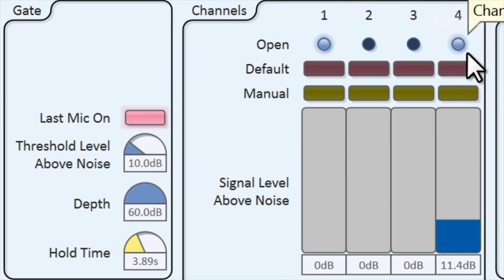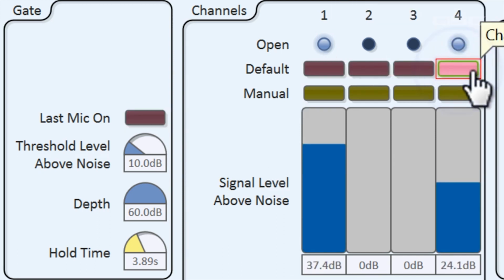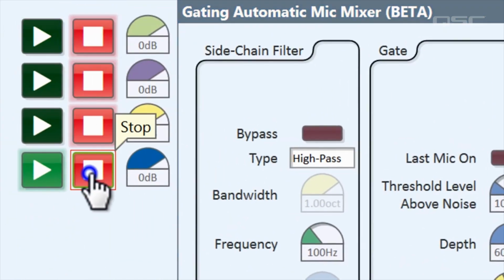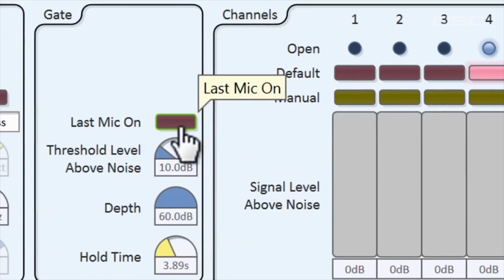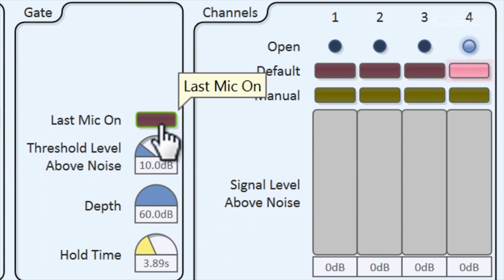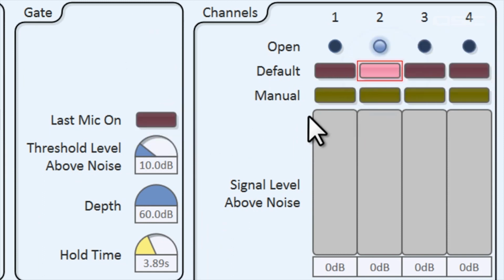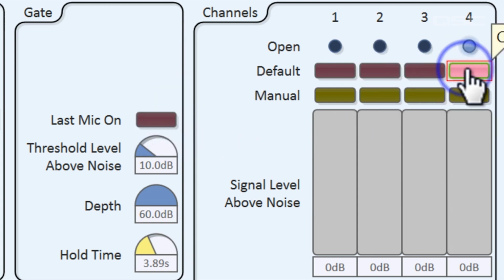You could nominate one channel as the default channel, which will stay open when no channels are open. This is mutually exclusive with the last mic on option. Either you can have the last mic stay on, or you could have a default channel stay open. So you'll see that activating either option deactivates the other one. You can also manually force a channel to open by selecting the manual button.